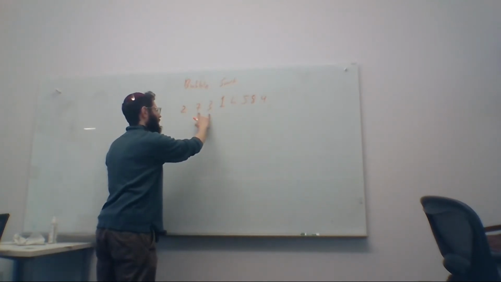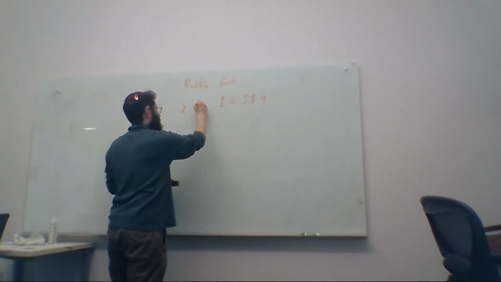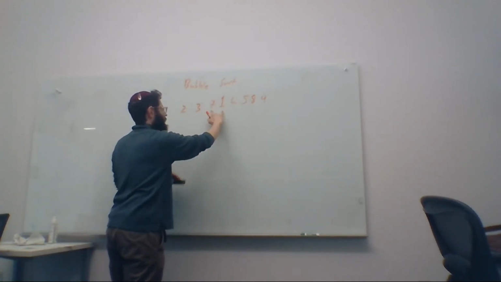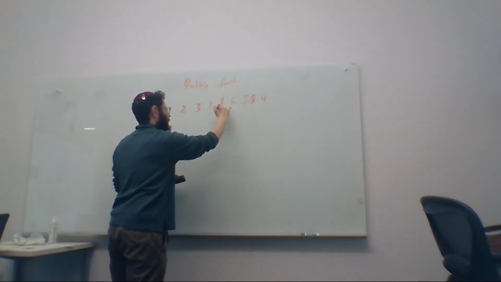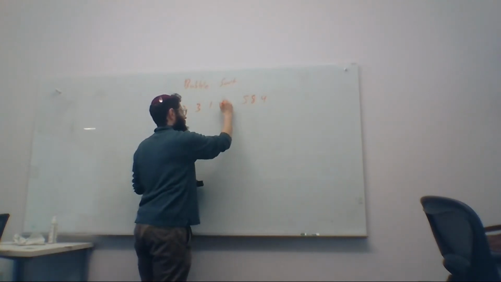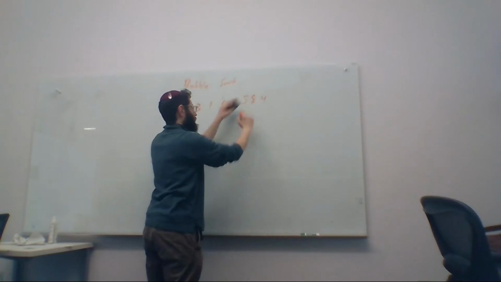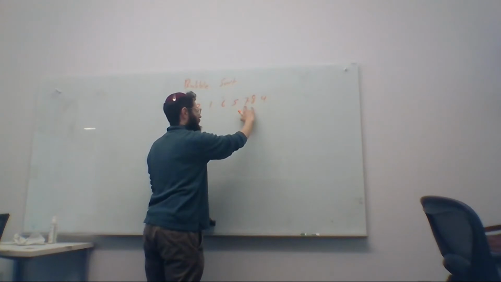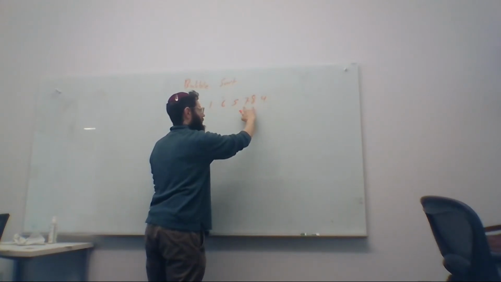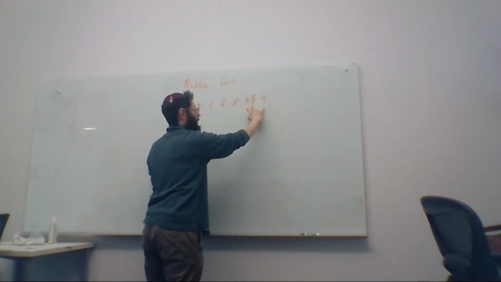Okay, 7 and 3, not in order, so we swap them. 3 and 7. 7 and 1, not in order, so we swap them. 6 and 7, is this a sorted pair? It is not, so we swap them. 6 and 7. Is this a sorted pair? No, it's not. 5 and 7. Is this a sorted pair? Yes, it is. So go on to the next pair. Okay, we don't do anything here because they're in order.